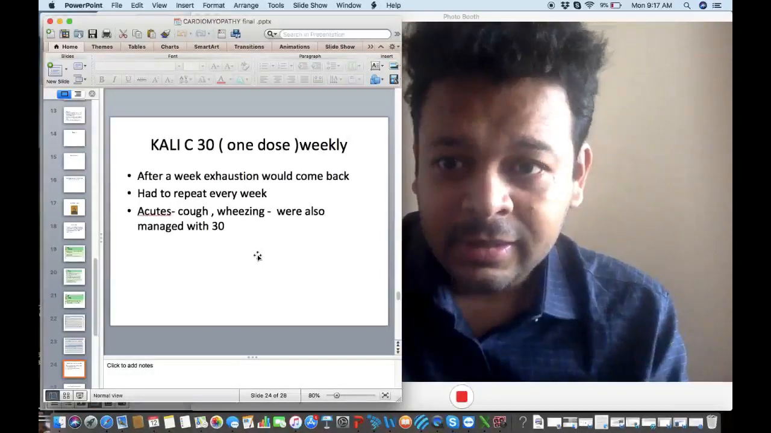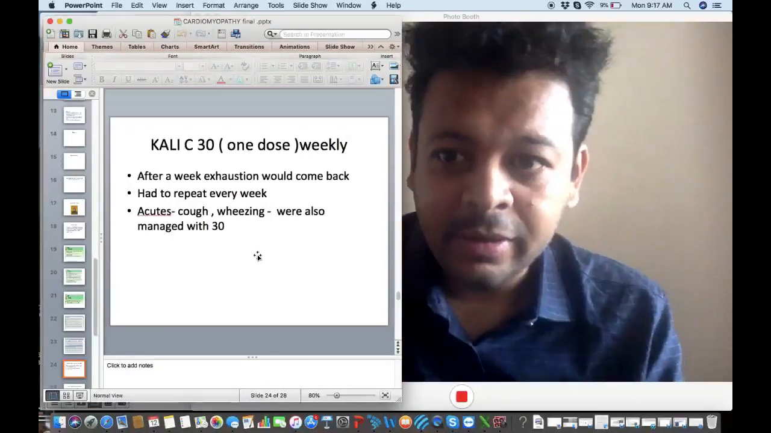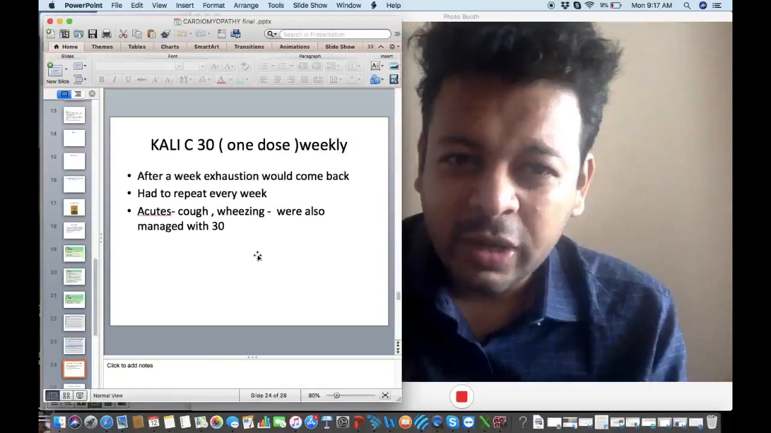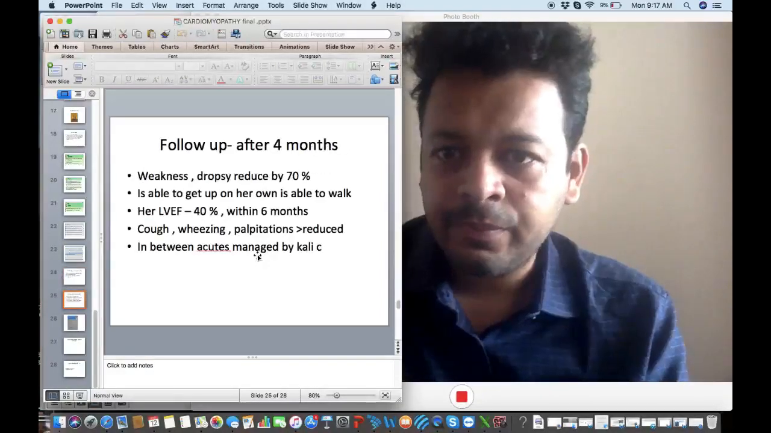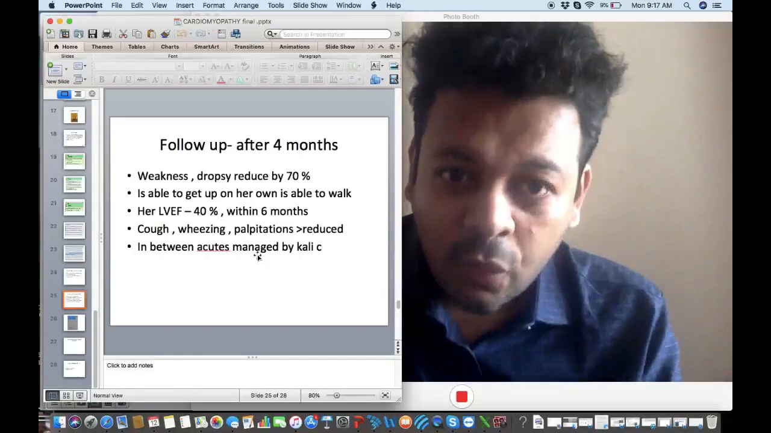Her main breathlessness reduced remarkably. She was able to walk within a week. You remember she was bedridden. She used to get a lot of cough and wheezing, which also improved. And at the end of 4 to 5 months, her dropsy reduced and she was able to walk on her own.